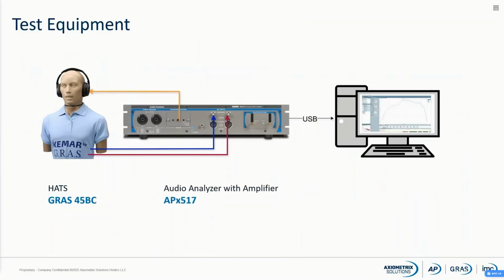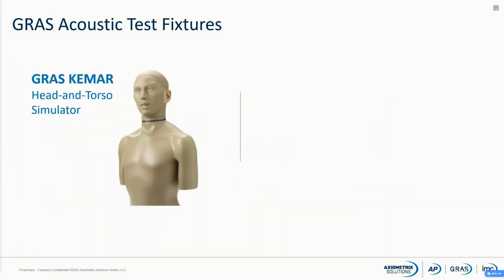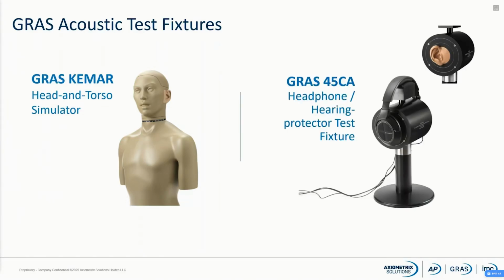And here are the specifics of the equipment I've been using for our demos today. We have a GRAS 45BC head and torso simulator, an APX 517 acoustic analyzer, and APX 500 software. GRAS provides several KEMAR options to select from, as well as a 45CA headphone/hearing protector test fixture, which has occluded ear simulators and anatomical pinna that meet industry standards. If you'd like more information about that, you can visit our website at grasacoustics.com.